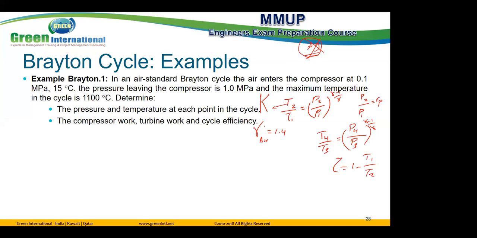Anyone start solving? Calculate whatever is required: for work of turbine, for example, Cp delta T, and Q added, Cp delta T after and before, or before and after. What is Cp? Cp for air is 1 kilojoule per kilogram Kelvin.